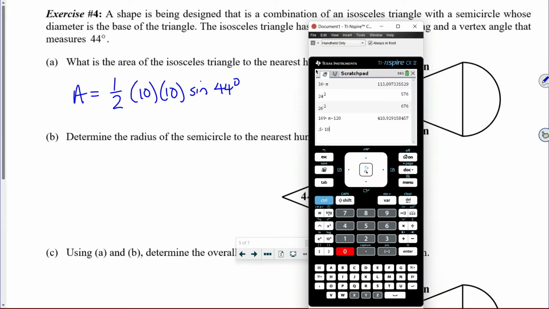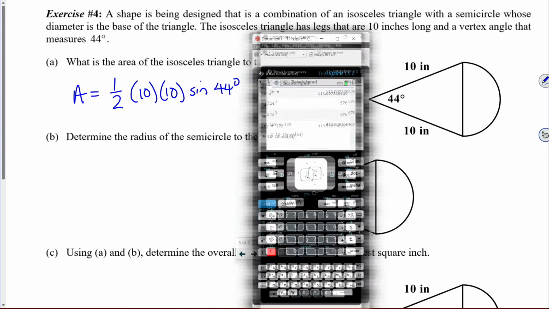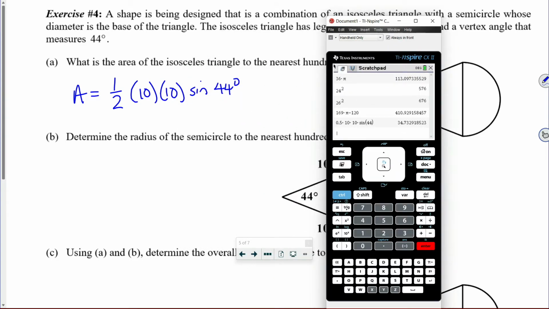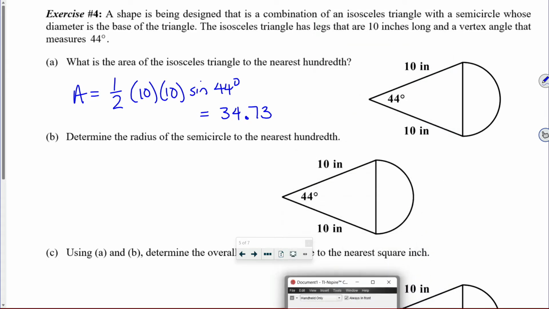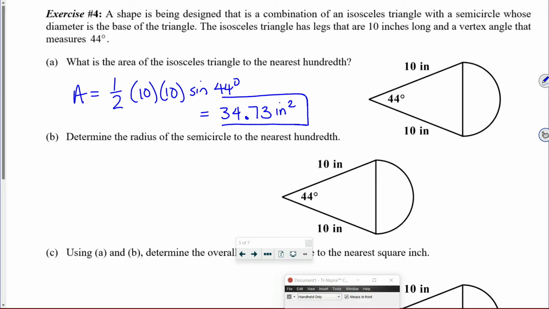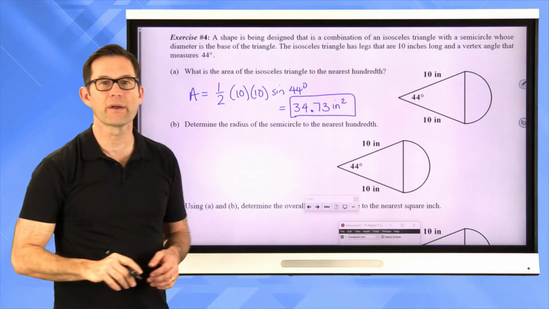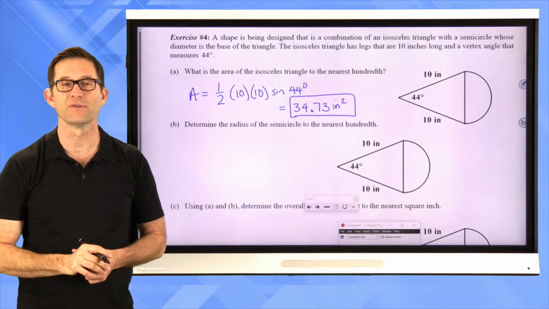0.5 times 10 times 10 times the sine, make sure I'm in degree mode, I am, of 44 degrees. Yep, just wanted to make sure that was 44. And that's going to be 34.73 square inches. All right, so the area of my isosceles triangle, 34.73 square inches.